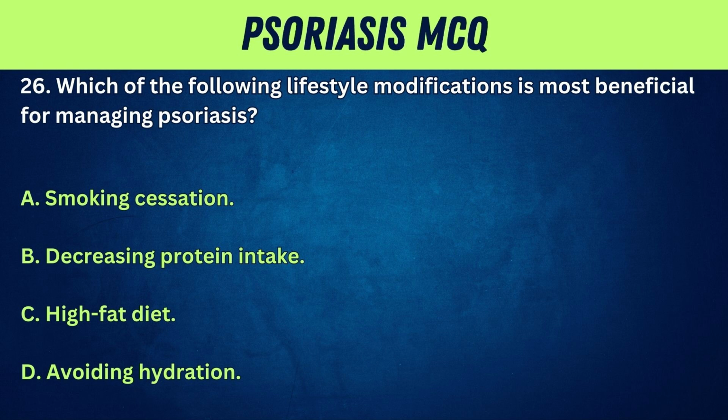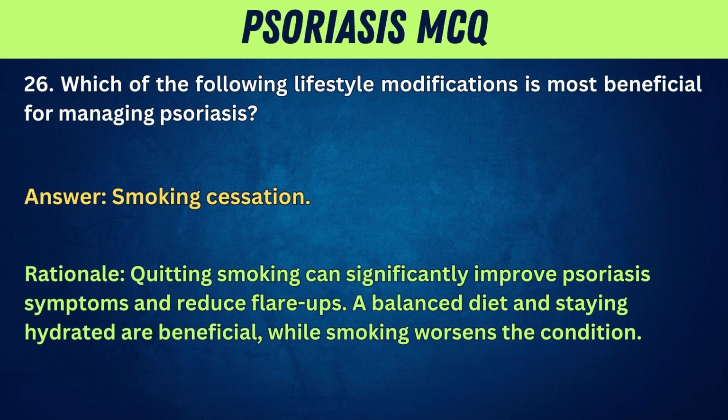Decreasing protein intake. C. High-fat diet. D. Avoiding hydration. Answer: smoking cessation. Rationale: quitting smoking can significantly improve psoriasis symptoms and reduce flare-ups. A balanced diet and staying hydrated are beneficial, while smoking worsens the condition.